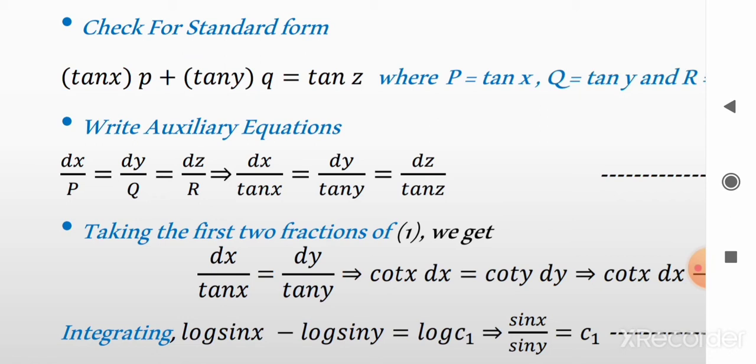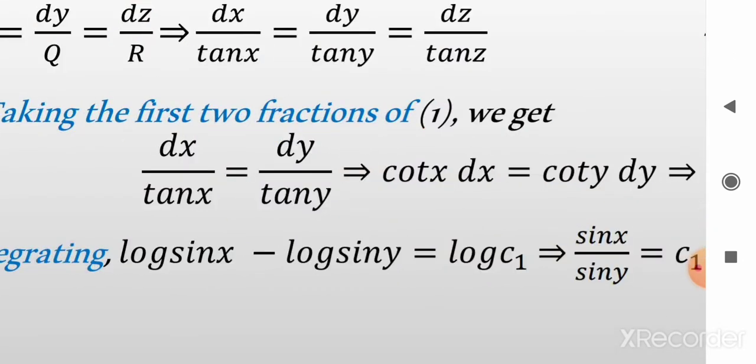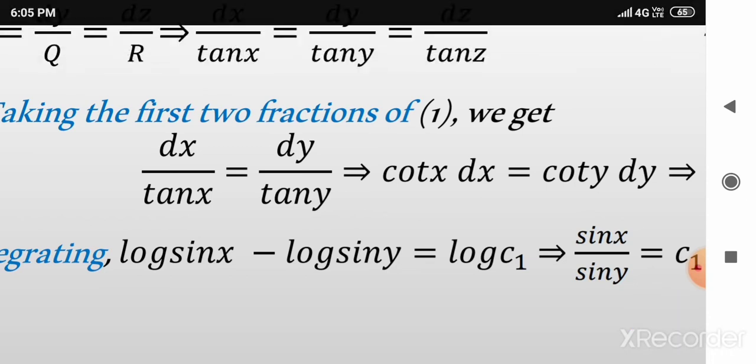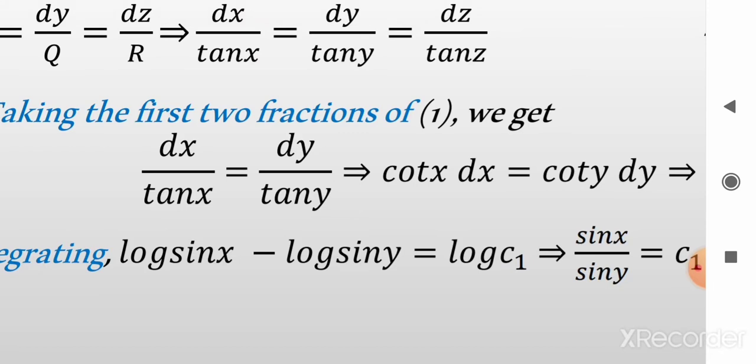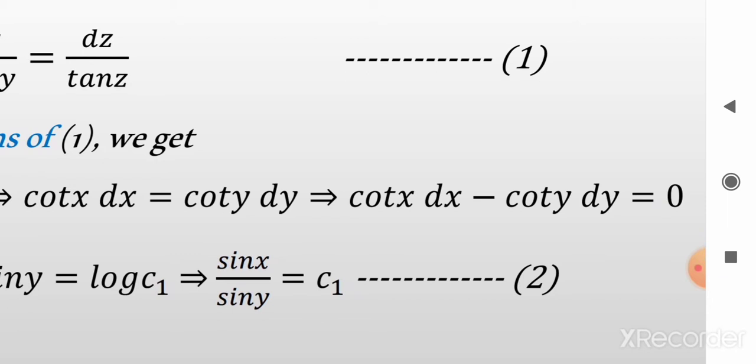First we are going to solve the first two fractions of this auxiliary equation, that is dx by tan x is equal to dy by tan y. Here 1 by tan x is cot x, so cot x dx, and 1 by tan y is cot y, so cot y dy. So cot x dx is equal to cot y dy becomes cot x dx minus cot y dy is equal to 0.